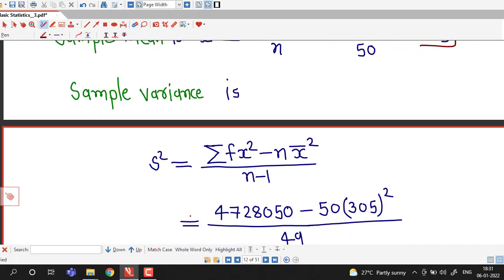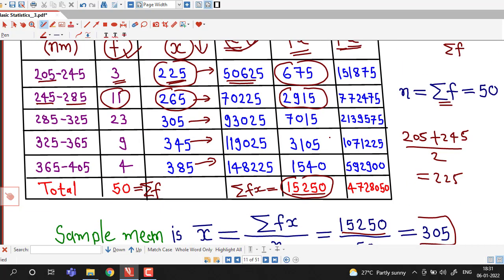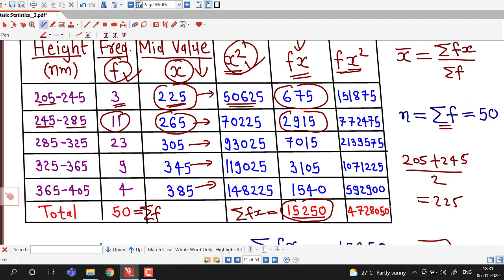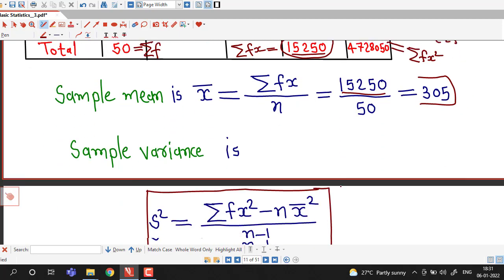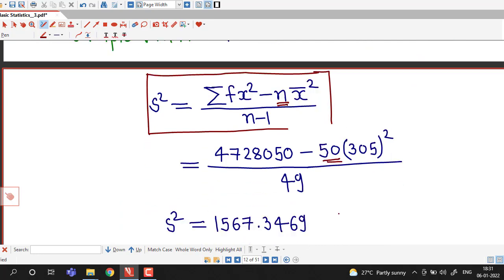Now formula for sample variance is s square equal to sigma f times x square minus n times x bar square divided by n minus 1. So we have obtained this sum. This is sigma f times x square is required. So this total is sigma f times x square, 4728050, minus n, that is 50, x bar is 305, n is 50, 50 minus 1 is 49.